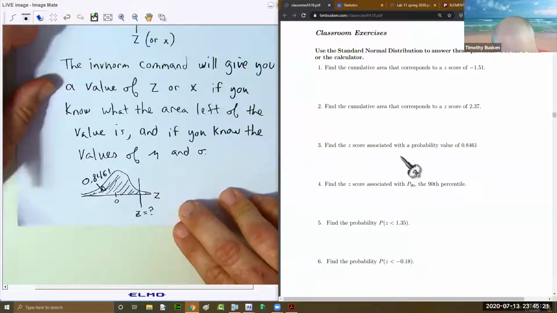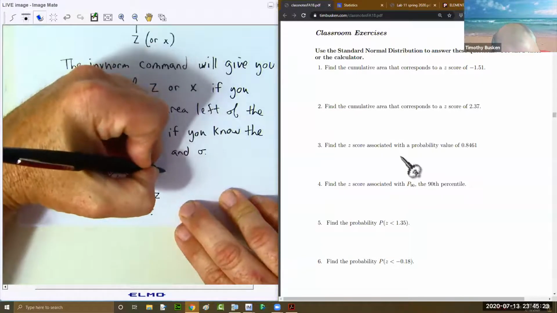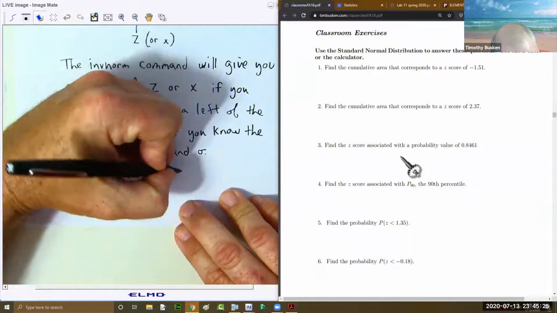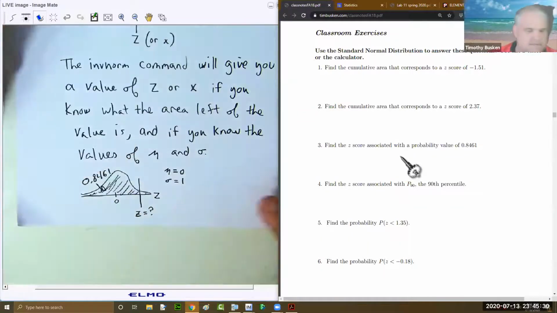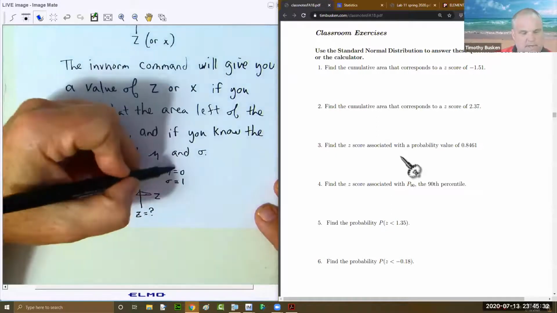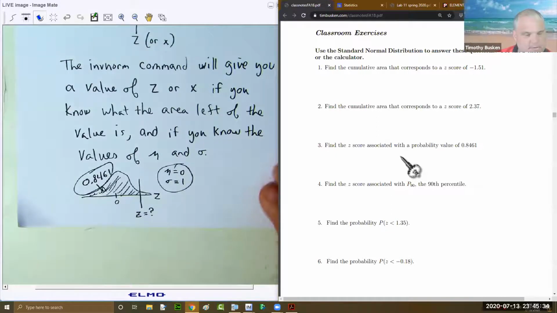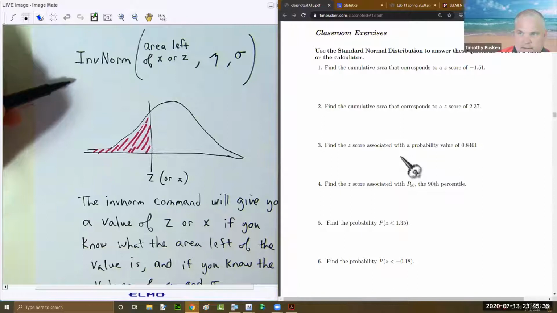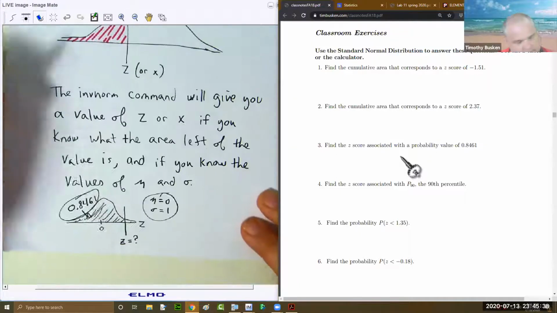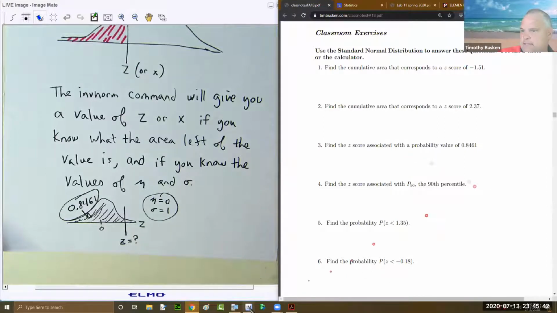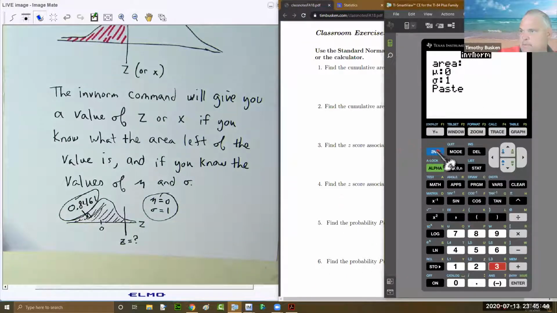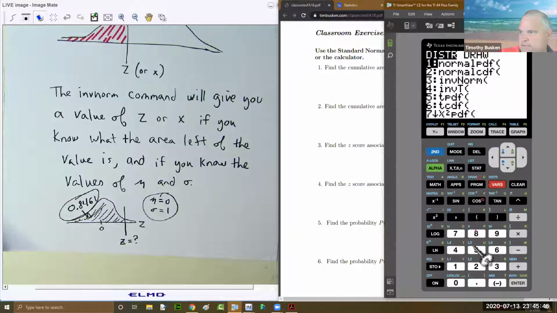We also know that for the standard normal distribution, the values of mu are 0 and the value of sigma is 1. So that gives us the three pieces of information that we need to use the inverse norm command to find this unknown value of Z. So let's get that done over here. Remember, we're pressing second bars 3.